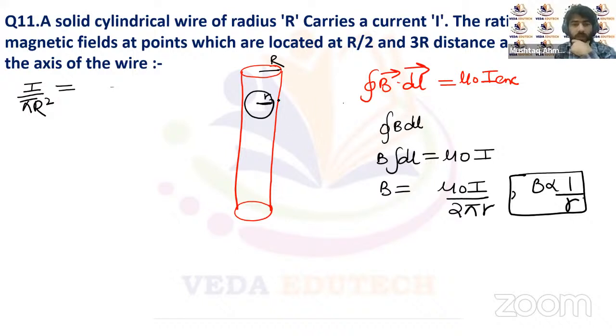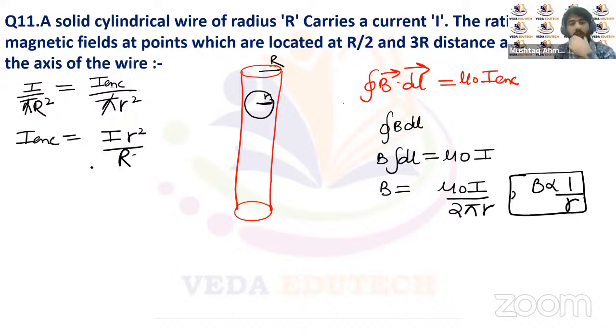Now the current density through this Amperian loop, which is inside the cylinder, will be I enclosed upon pi small r square. So pi and pi will get cancelled, and we get the value of I enclosed. I enclosed will be I times r square upon capital R square. So this is the current enclosed by this Amperian loop inside the cylinder.